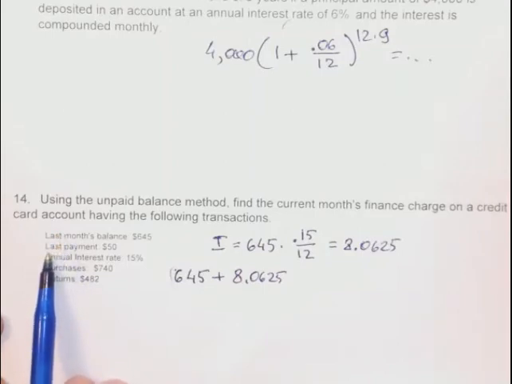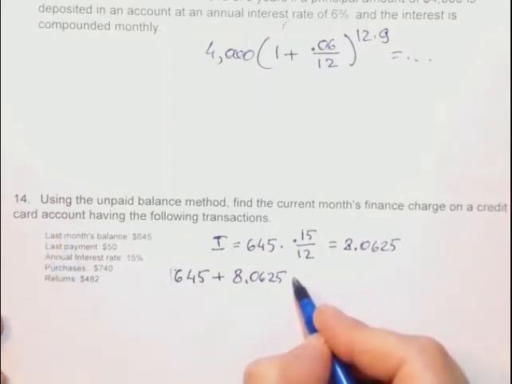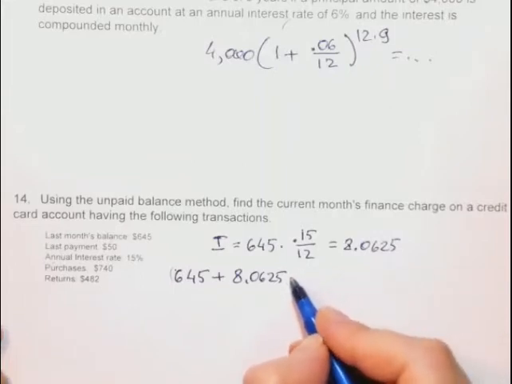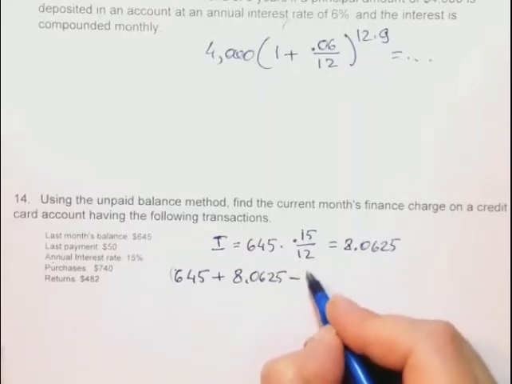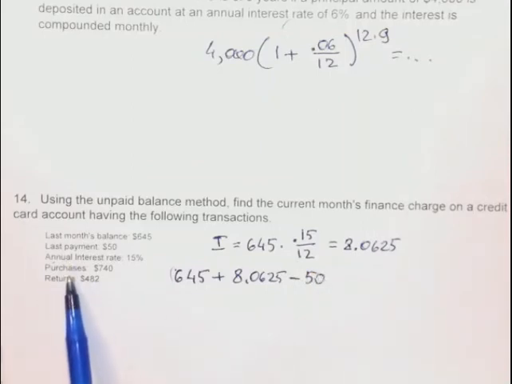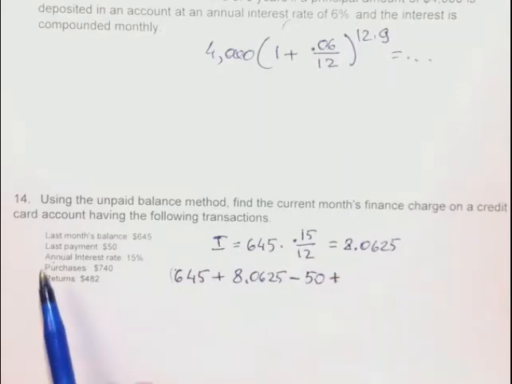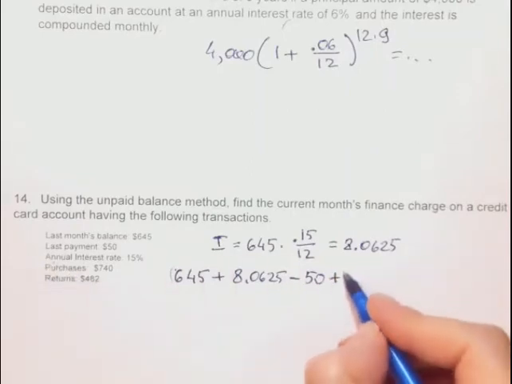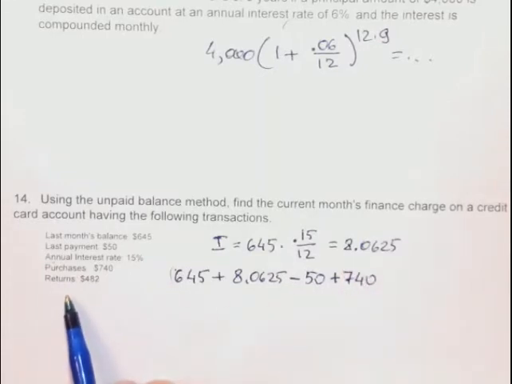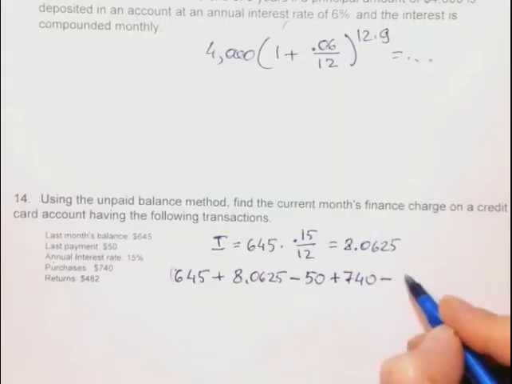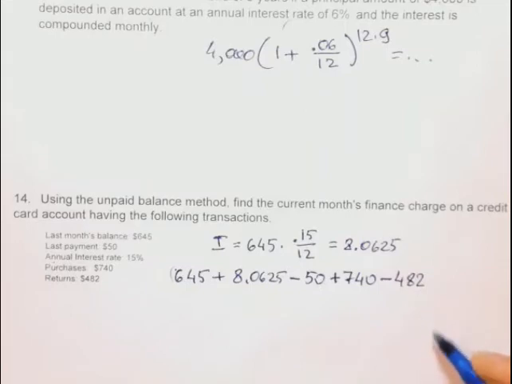Then, what other transactions do we have? Last payment. Payment, you pay onto your credit card account. Your debt, so to say, will be reduced by this payment. You subtract 50. Purchases, you add to your debt. On the account, you add 740. And returns, you return something, so your debt is less, so you subtract 482. This is your new balance on your credit card account.